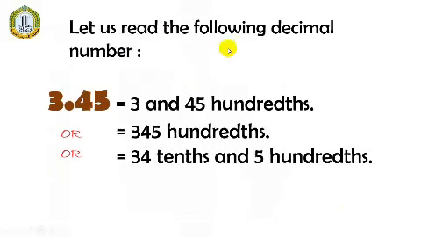Let us read the following decimal number, 3.45. It is read as 3 and 45 hundredths, or it could be read as 345 hundredths, or 34 tenths and 5 hundredths.